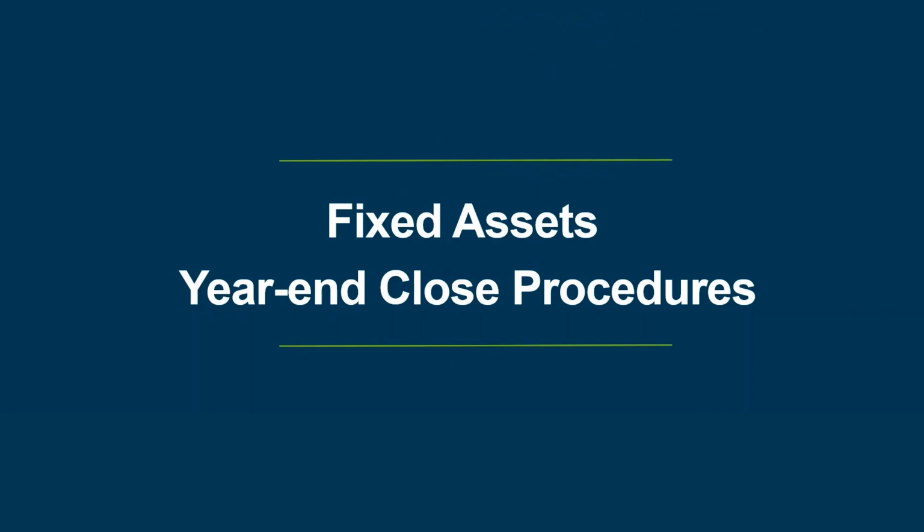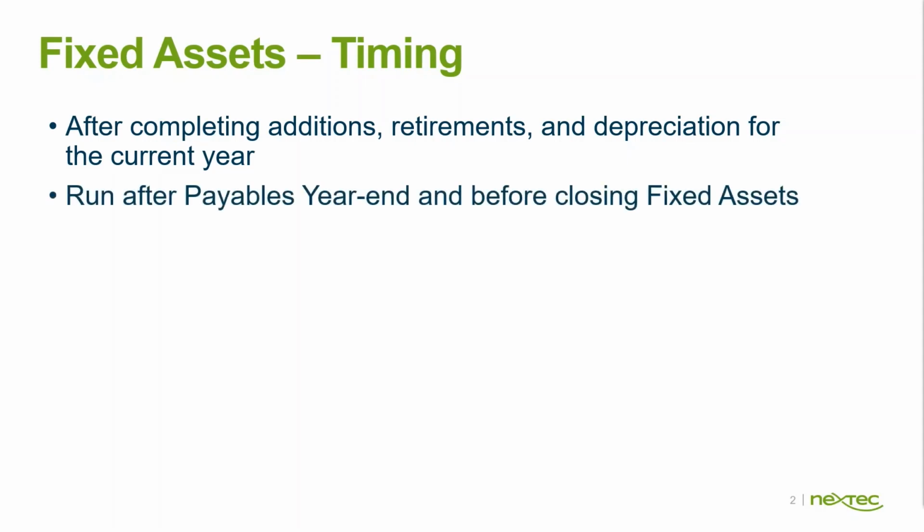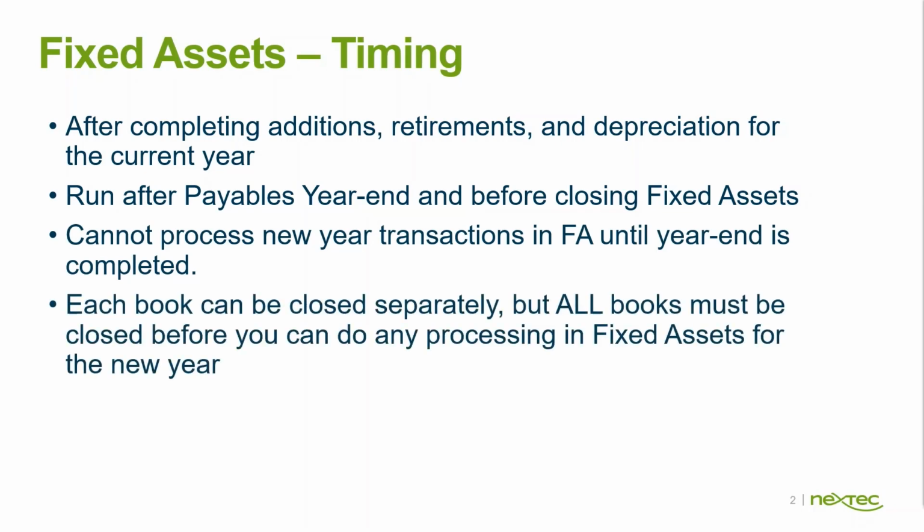We are now going to get into more detail on the fixed asset module year-end close. We're first going to go through the timing, then we will go through what the close does, and finally the closing procedures. Timing. This is done after you complete all the additions, retirements, and depreciation for the current year. It needs to be done after the year-end payable close. You will not be able to process new transactions in fixed assets until the year is completed. Each book can be closed separately, but all must be closed before processing fixed assets in the new year.